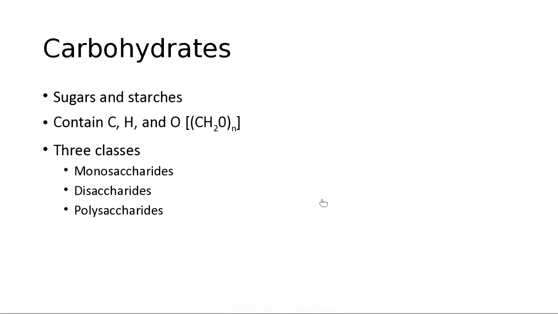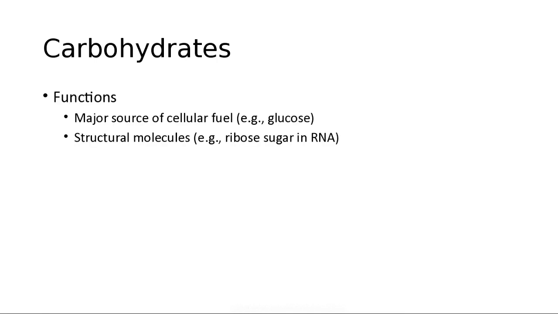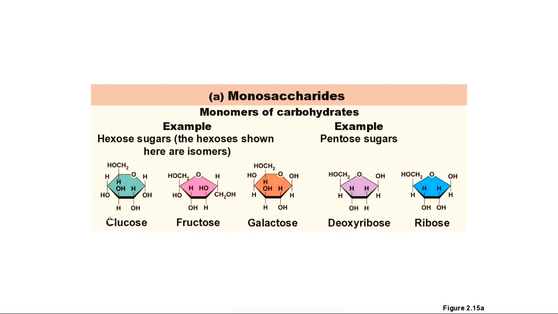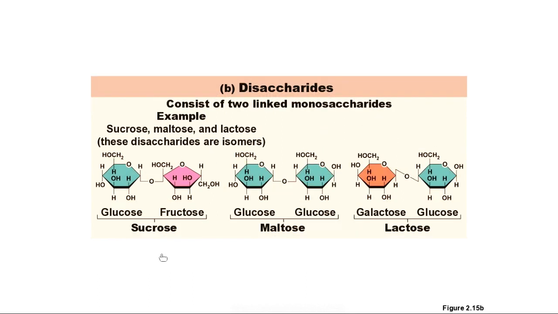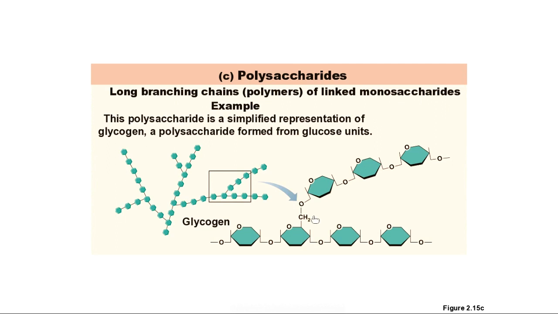Carbohydrates include starches and sugars, and we have 3 classes: monosaccharides, disaccharides, and polysaccharides. The function is a source of fuel and structural molecules for ribonucleic acid as well as deoxyribonucleic acid. Now, these are some monosaccharides: glucose, fructose, galactose, deoxyribose, and ribose. These are some disaccharides. Di is for 2: sucrose, maltose, and lactose. Then we have polysaccharides. Glycogen is an example.